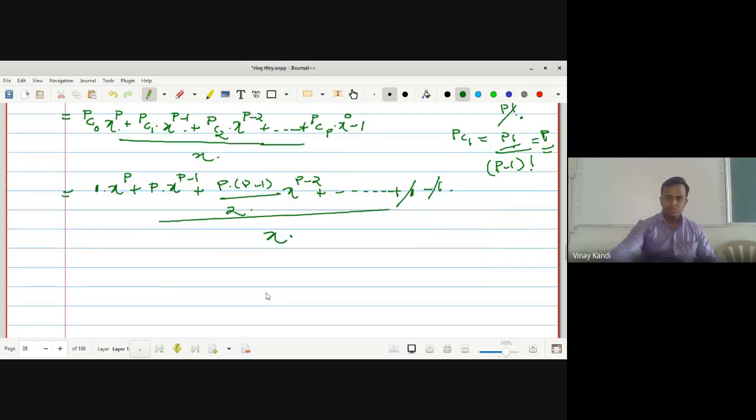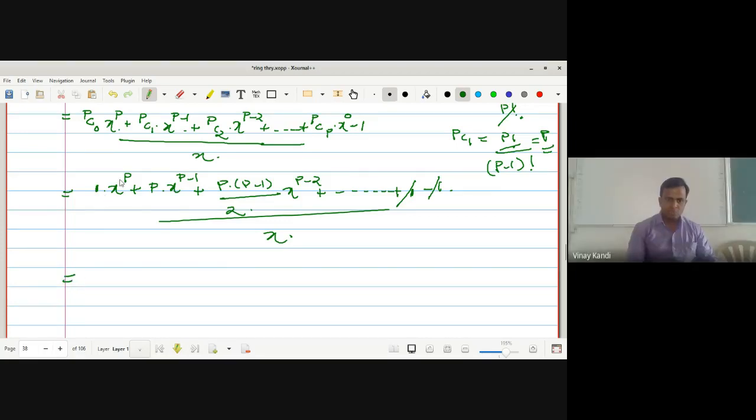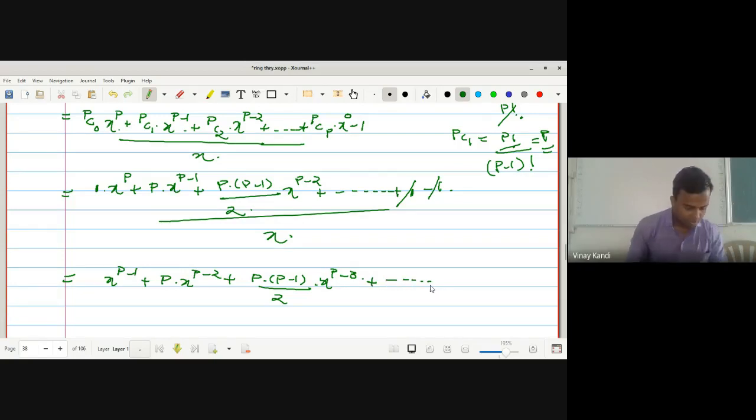Any doubt? Look at it, it is equal to x raised to p divided by x, so this is x raised to p minus 1, plus p into x raised to p minus 2, plus p into p minus 1 divided by 2 into x raised to p minus 3. And at last, what will be the term before this one? p c p minus 1. The value of this is p factorial upon p minus 1 factorial upon 1 factorial, so we get only p. So the last value is p, plus p, the term before the last.